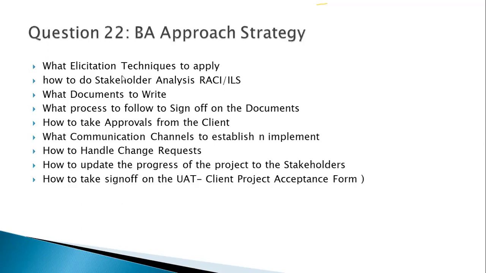Then we have question number 22. That is your BA approach strategy. Again, we will say which elicitation techniques you want to apply for this. How do you do the stakeholder analysis? What documents would you use here for this project? What process will you follow to sign off on the documents?